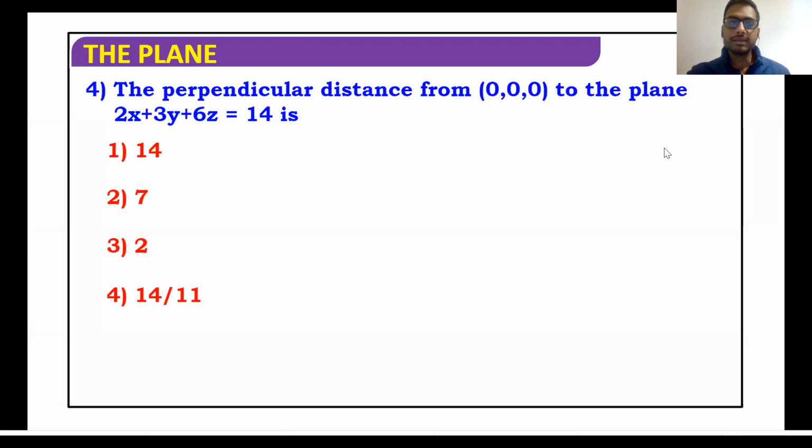Okay. So it's simple. Perpendicular distance from origin. So x1, y1, z1 coordinates are 0, 0, 0. Formula is mod of d. So mod of 14 would be 14 upon under root of a square plus b square plus c square. So that is 2 square plus 3 square plus 6 square. 6 square 36. 2 square is 4. 3 square is 9. So 36 plus 4, 40 plus 9, 49. Under root of 49 is 7. So 14 upon 7 is 2. So correct answer is 2. It was pretty simple.